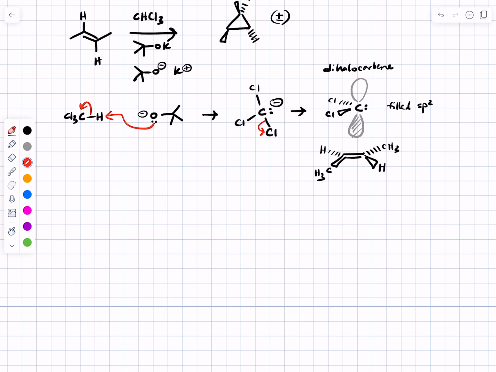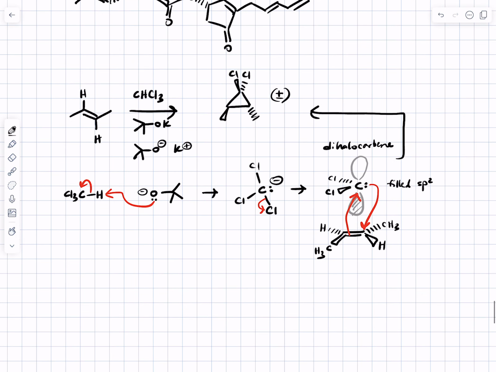Mechanism should proceed as follows. Pi electrons attack to form a new bond between one of the carbons of the olefin and the carbene carbon. We're attacking the empty p orbital at the same time and in the same concerted step. Lone pair electrons in the filled sp2 orbital attack the other carbon, and this gives us that product.